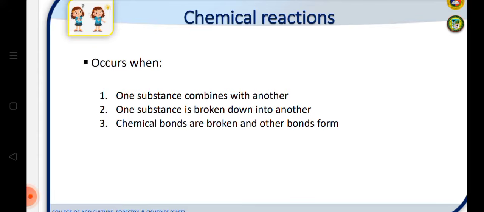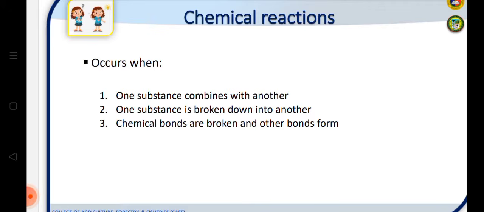So calcium oxide and carbon dioxide are important in soil pH management. Let me repeat that. Number one, one substance combines with another. This is called synthesis or combination reaction, and it happens when two or more reactants join to form a single product. Number two, one substance is broken down into another. This refers to decomposition reaction, meaning this happens when a compound breaks apart into simpler substances.